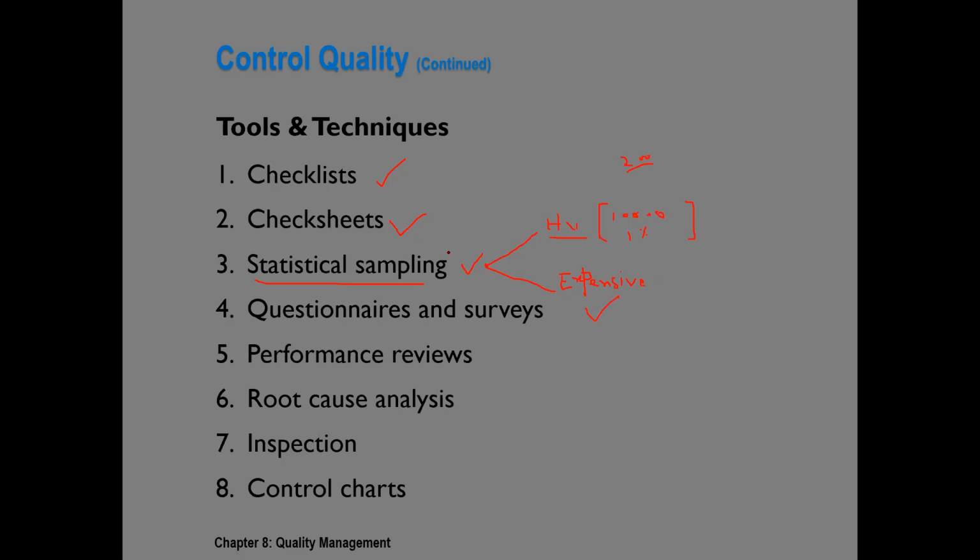And when we talk about statistical sampling, there could be two types. One type is called random sampling. And the other type is called attribute sampling. Any educated guess? What is the difference between attribute sampling and random sampling?